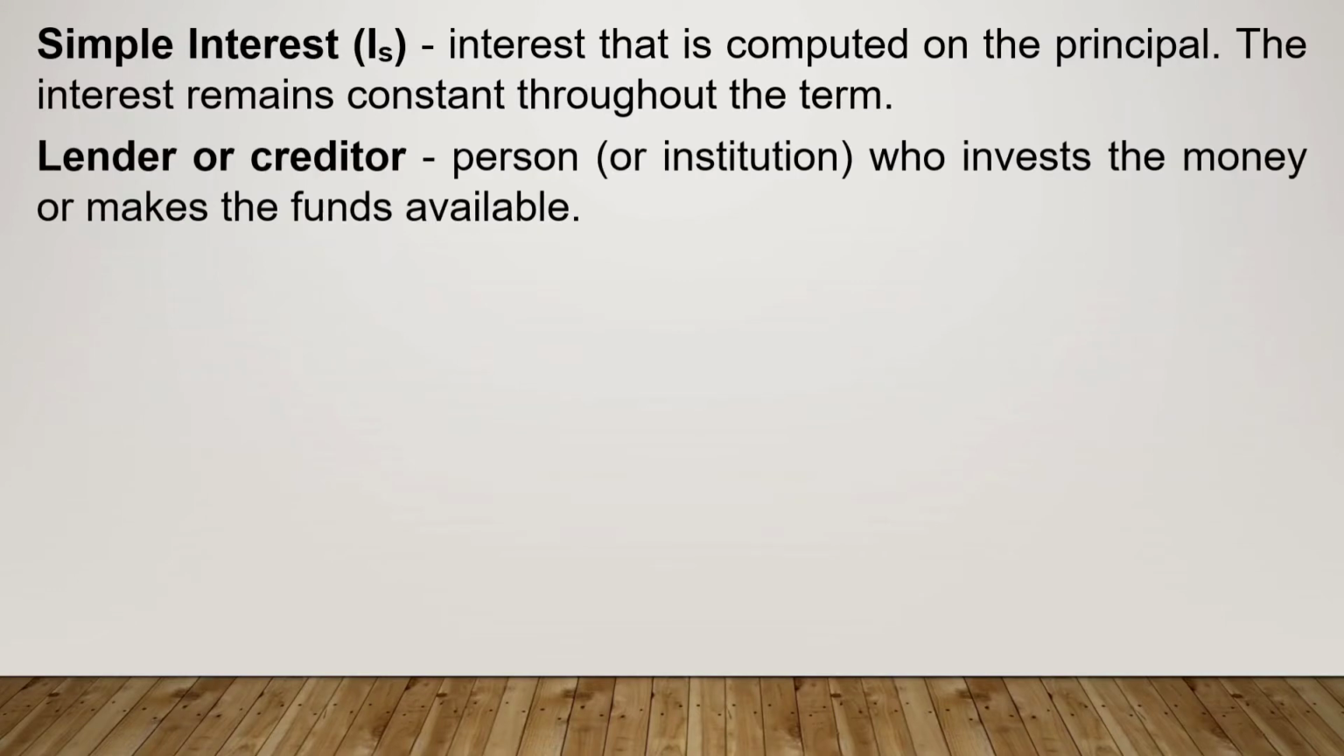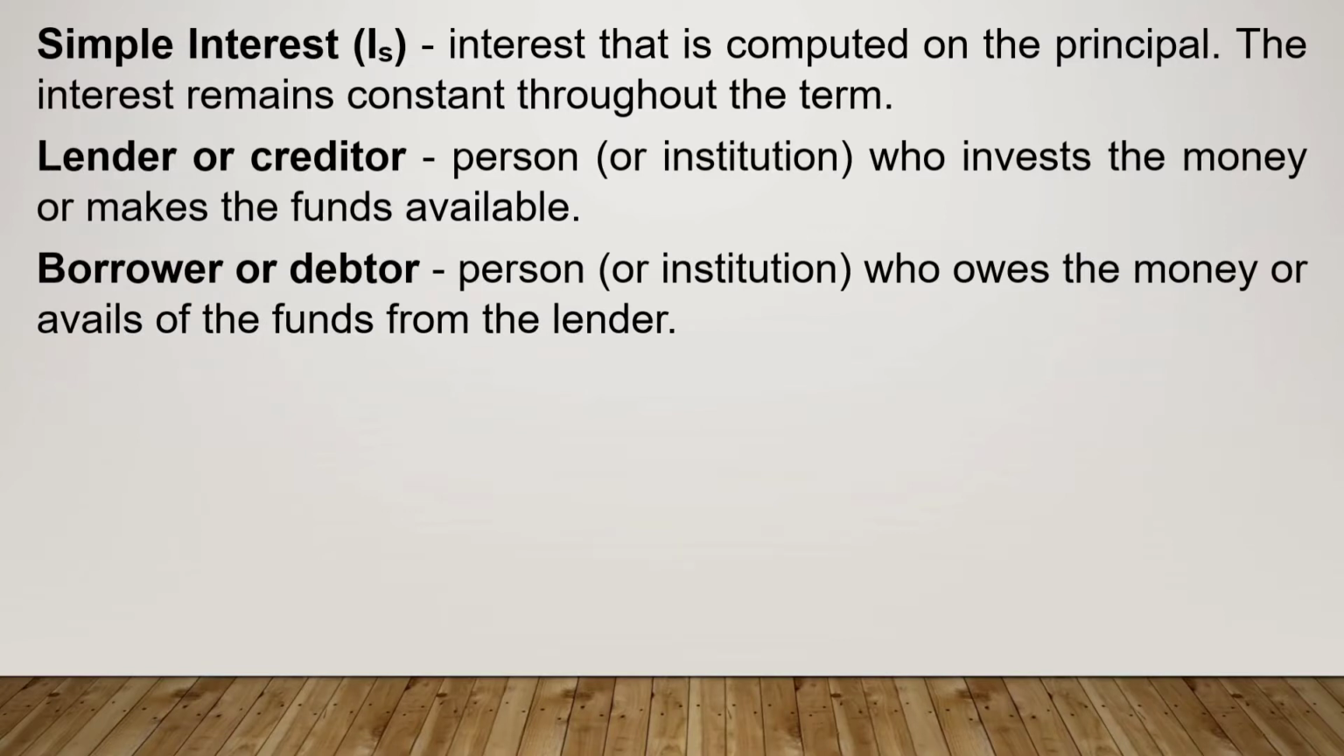Next, we have the lender or the creditor. It is the person or institution who invests the money or makes the funds available. So, this is the person who lends us the money. We call them the lender or the creditor. Next, we have the borrower or the debtor. It is a person or institution who owes the money or avails of the funds from the lender. So these are the persons who borrowed money from the lender.